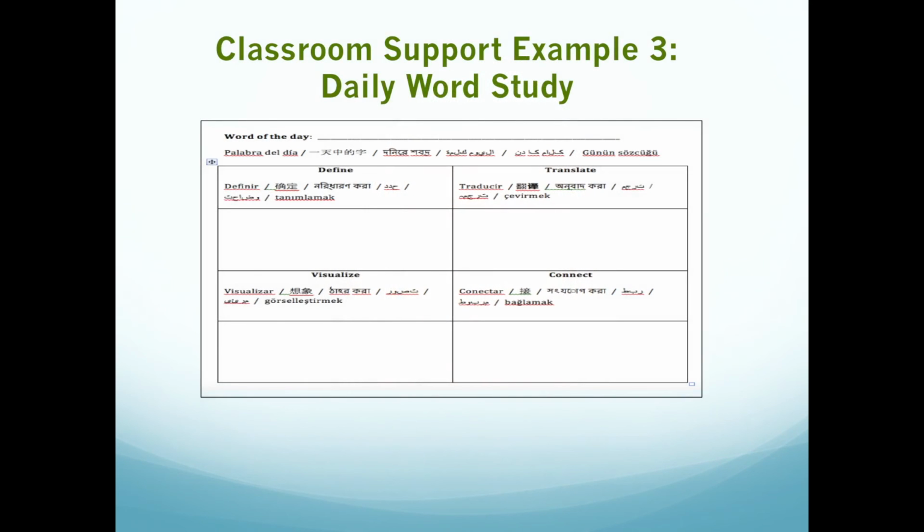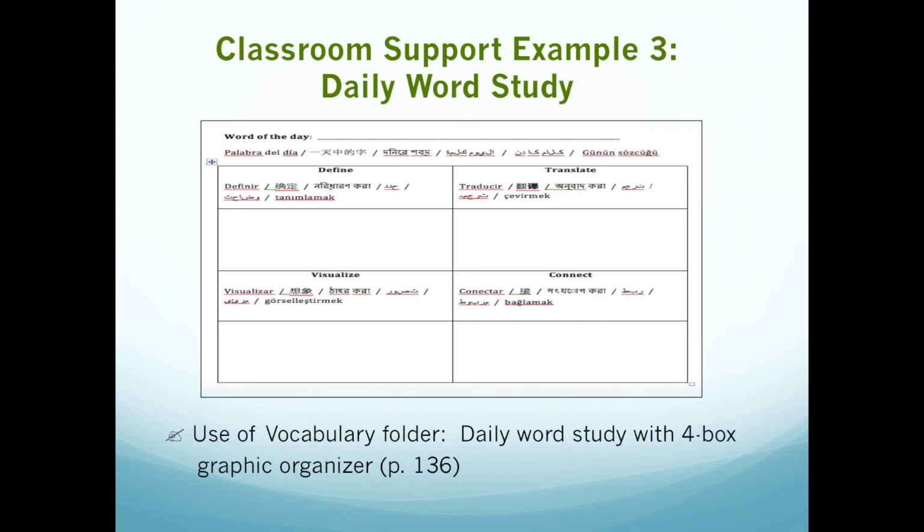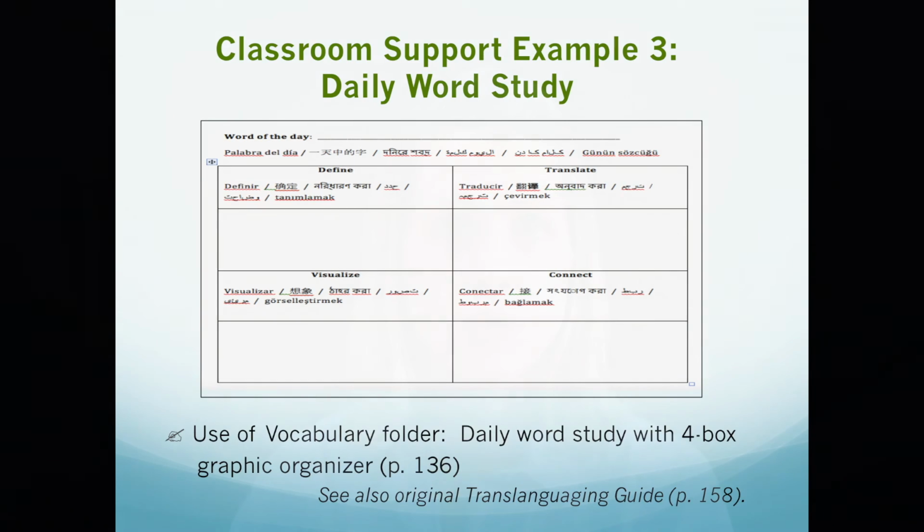The final example is the way in which teachers implemented daily word study with their students. The teachers created a 4-square model of vocabulary study, and they translated this into the languages spoken by the students in the classroom. The students were expected to do the work in English, but they had the support of their home languages to understand what it was that they were being asked to do.